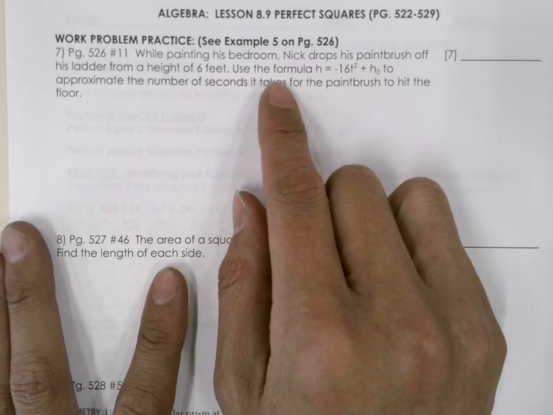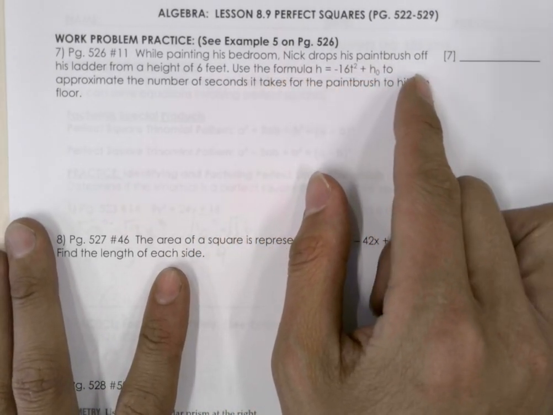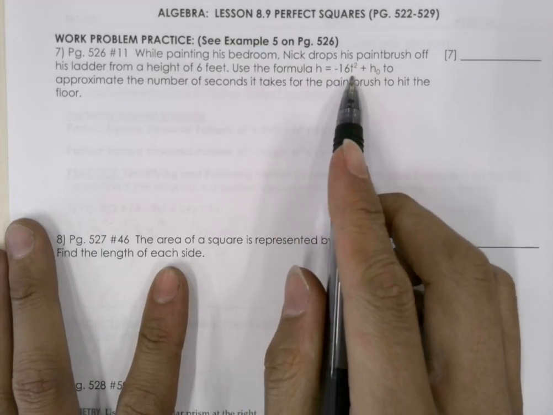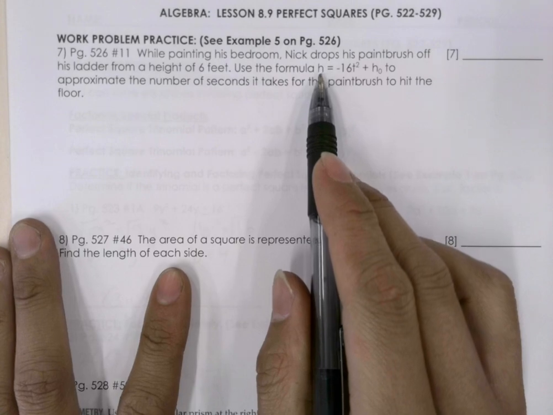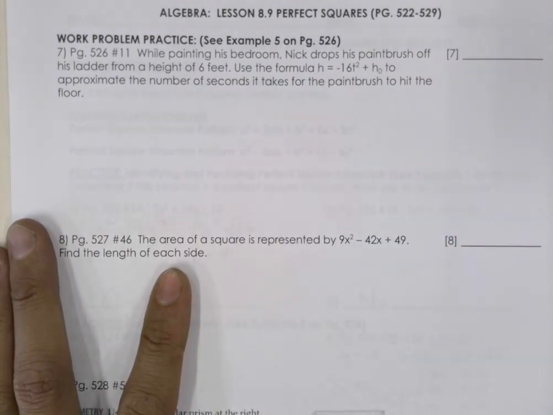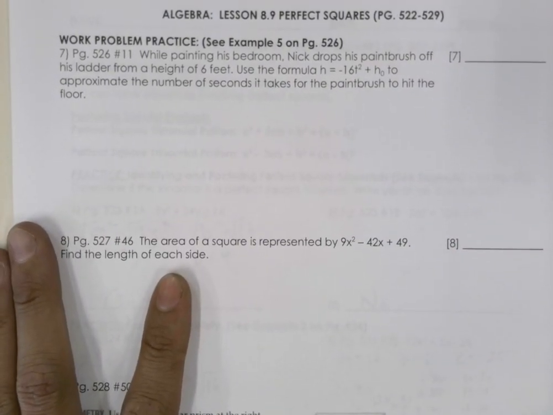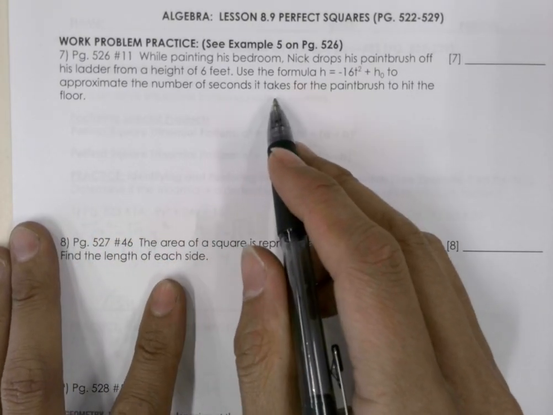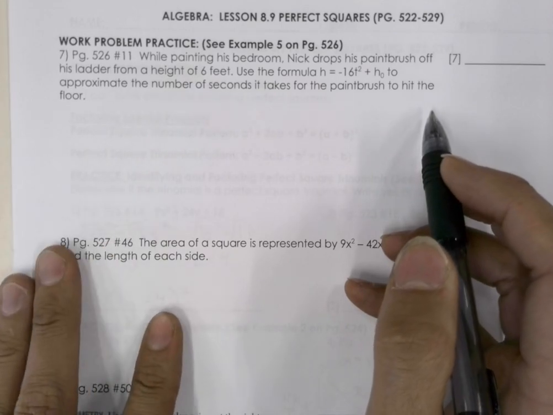So while painting his room, Nick drops his paintbrush off his ladder from a height of 6 feet. Use this formula here, where h is the height, t is the time, and h sub 0 is the initial height, to approximate the number of seconds it takes for the paintbrush to hit the floor.